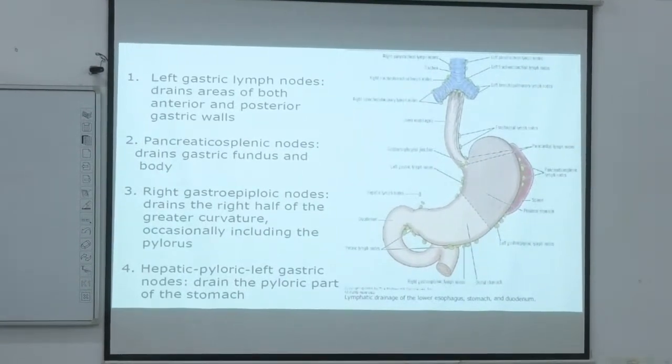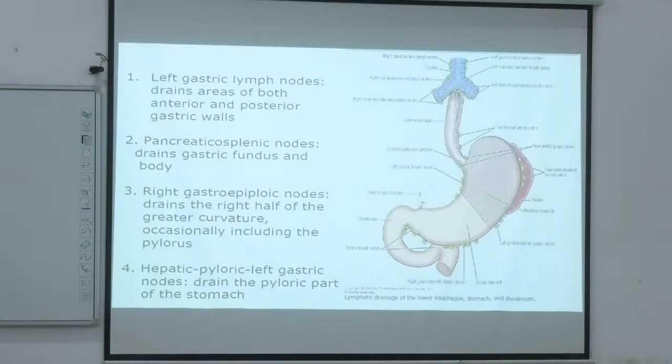Then right epiploic nodes. Here are the right gastroepiploic nodes, which drain the right half of the greater curvature, occasionally including the pylorus. And hepatic, pyloric, and left gastric nodes all drain the pyloric part of the stomach. There are the hepatic nodes along the hepatic artery, pyloric nodes, and left gastric nodes. All these drain this pyloric end of the stomach.